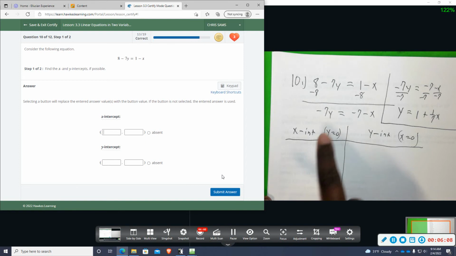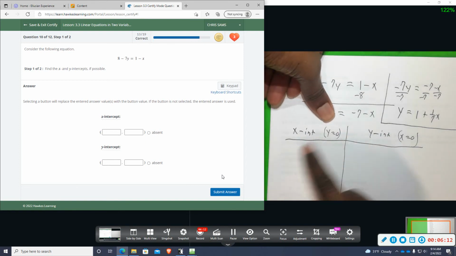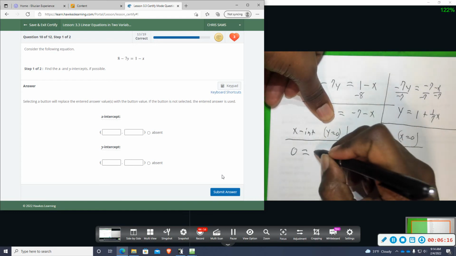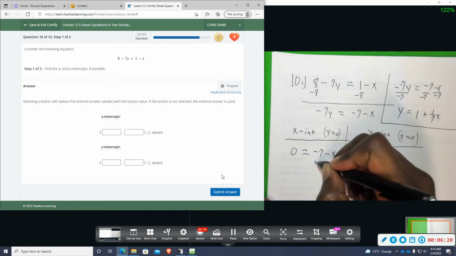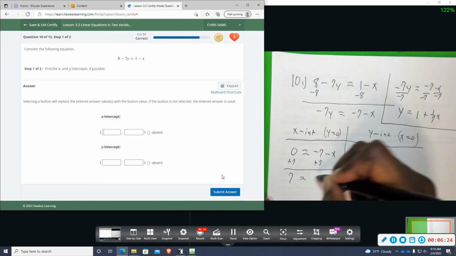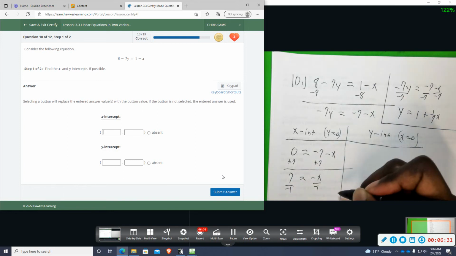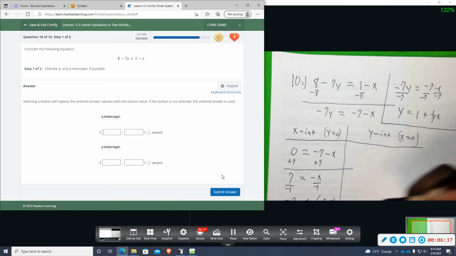So first, we're going to find the x-intercept, y equals 0. So this is what I'm left with: 0 equals negative 7 minus x. Solving for x, we're going to add 7. 7 equals negative x. And then to get x positive, you have to divide by negative 1. Your variable always has to be positive. So you get negative 7 equals x. So the ordered pair is negative 7, 0.